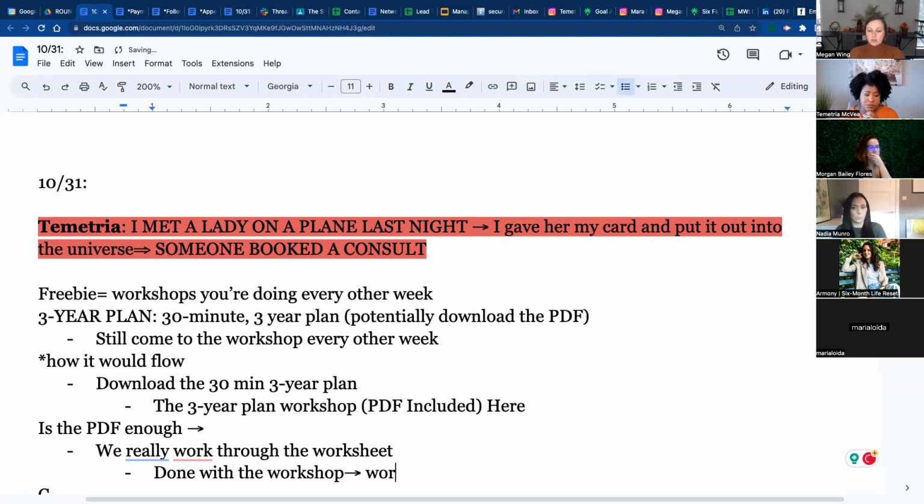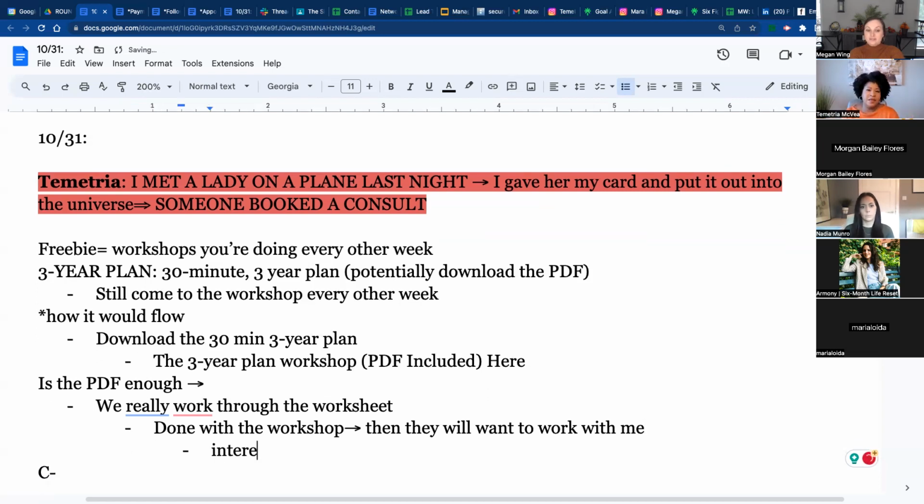Okay. And I think that this is why I was like, I think there might be a thought here. If they did the PDF, I was like, enough for what? So I think the thought is if they really work through the whole worksheet with me, then they will want to work with me. Yes, I guess. And also, it felt like a time to interact with them and for them to get to know me some. But maybe not. Which is good.